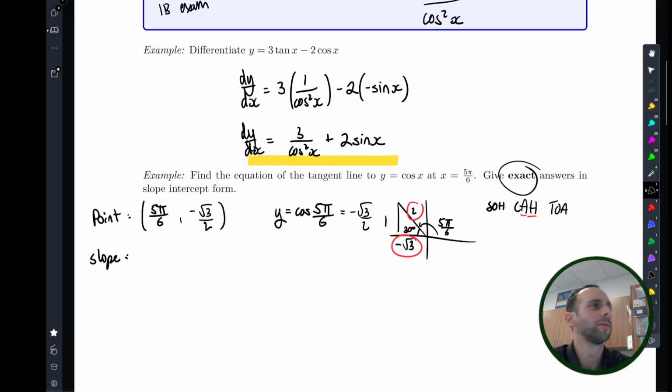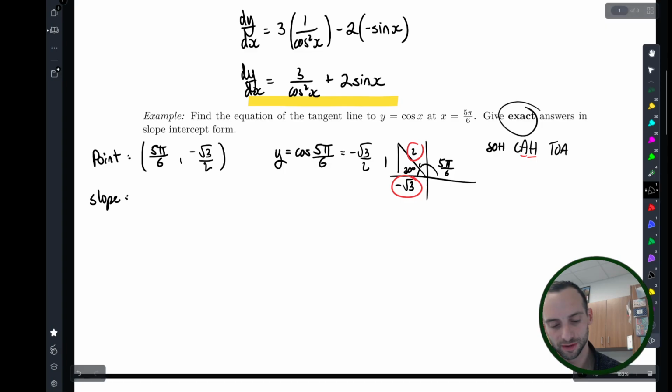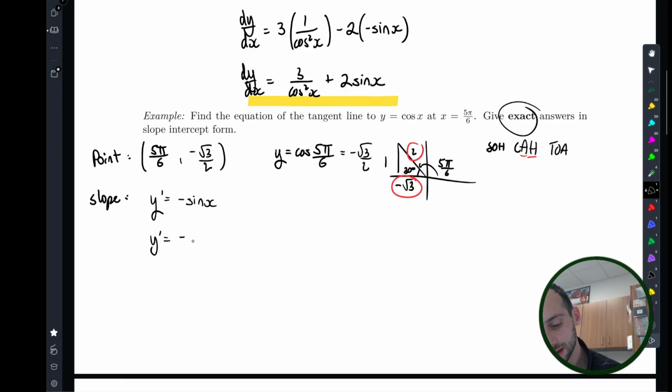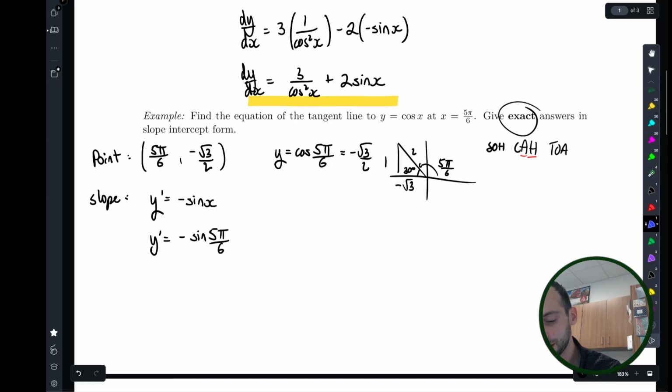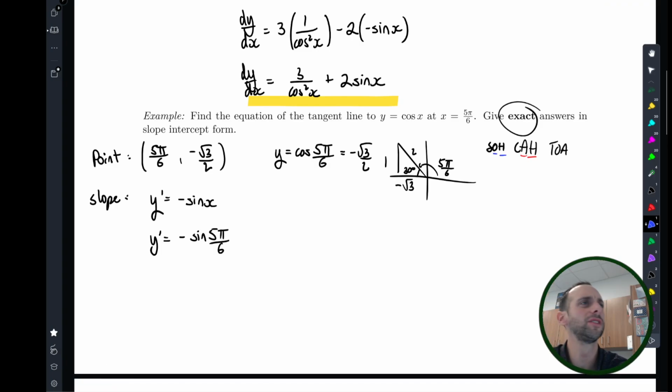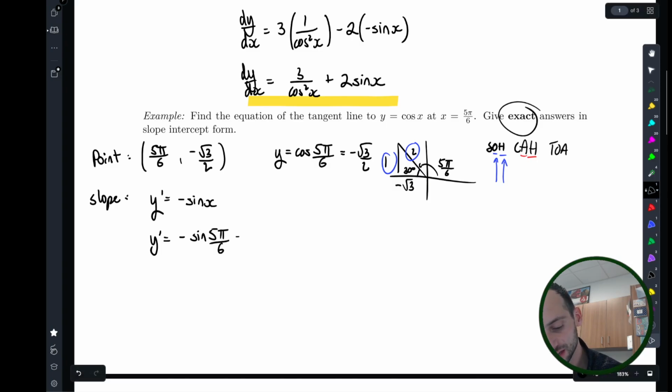So we can use that to complete the second half of our point. For the slope, this is where we need the derivative. So we'll find y prime. The derivative of cosine x is negative sine x. And again, we need to evaluate it at this x location of 5 pi over 6. The good news is we can use our same picture as before. So sine of 5 pi over 6, we're looking for opposite over hypotenuse, O over H, in this triangle we've already drawn. So that should be 1 over 2. The negative still stays in front, so we will have a slope of negative 1/2.